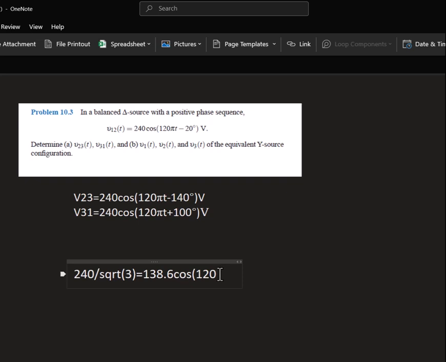For which one? Oh, just for V1. The angle is negative 50. Okay, and then what would V2 and V3 be? So V2 would be negative 170.